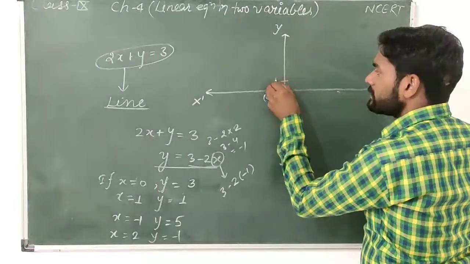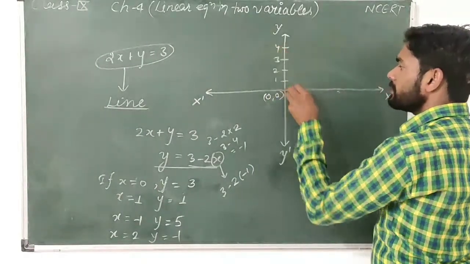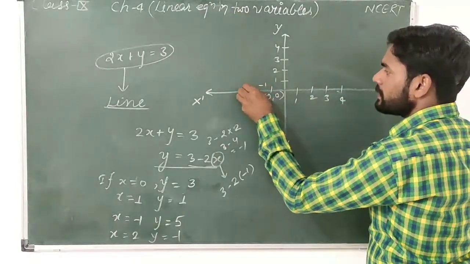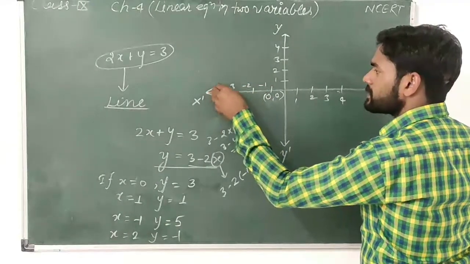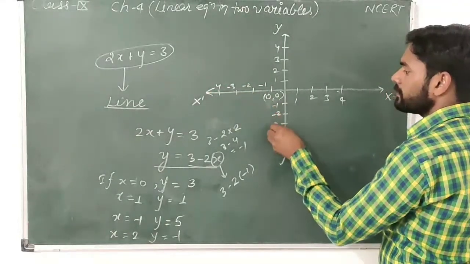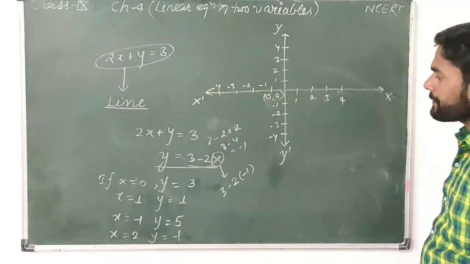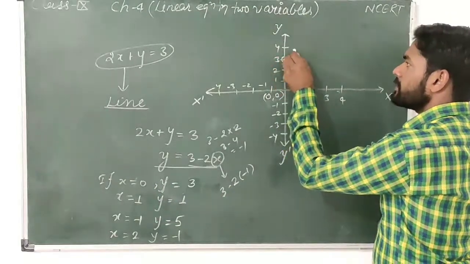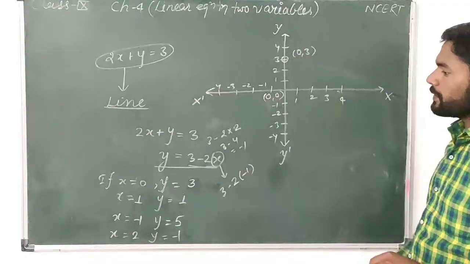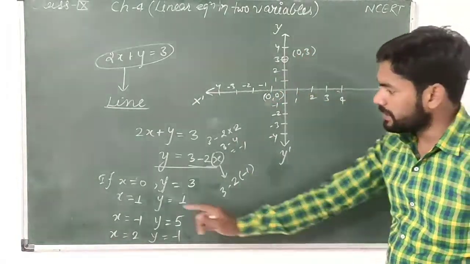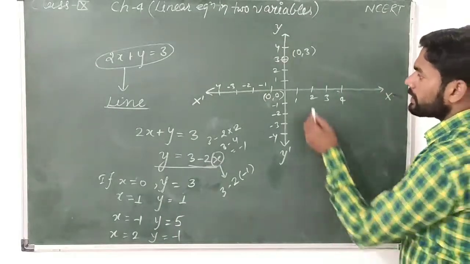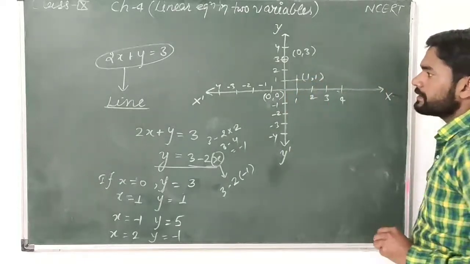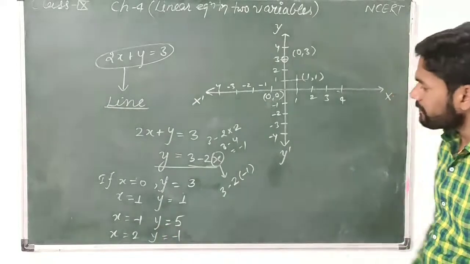हमारा x 0 है तो ये 1, 2, 3, 4 कुछ वैल्यू सेलेक्ट कर लेते हैं, ये 1, -1, -2, -3, -4. x is 0, y is 3. So the first coordinate is 0, 3. Second, x is 1 and y is 1. Here 1, 1. Next, x is -1, y is 5.